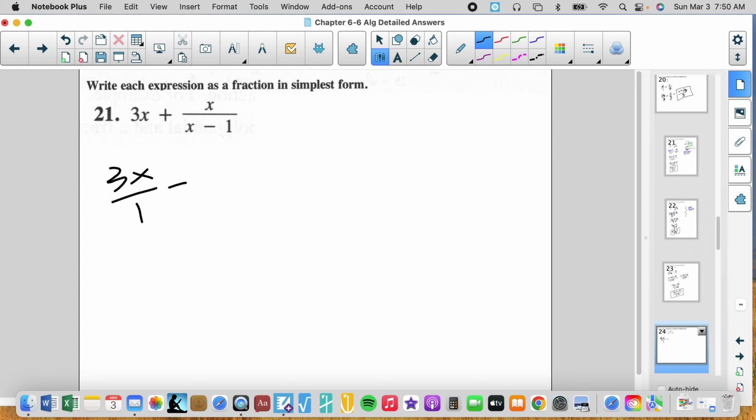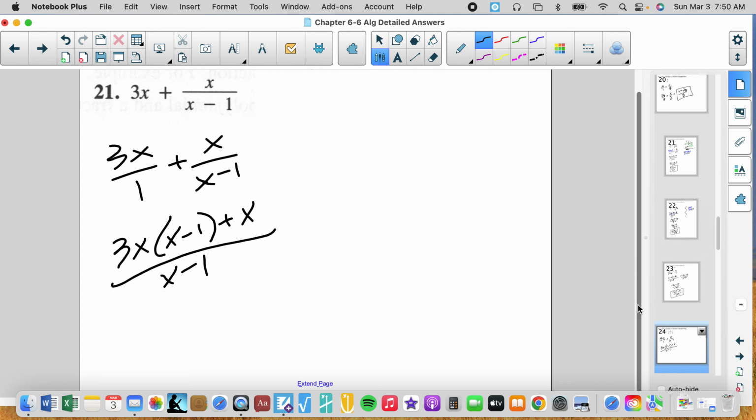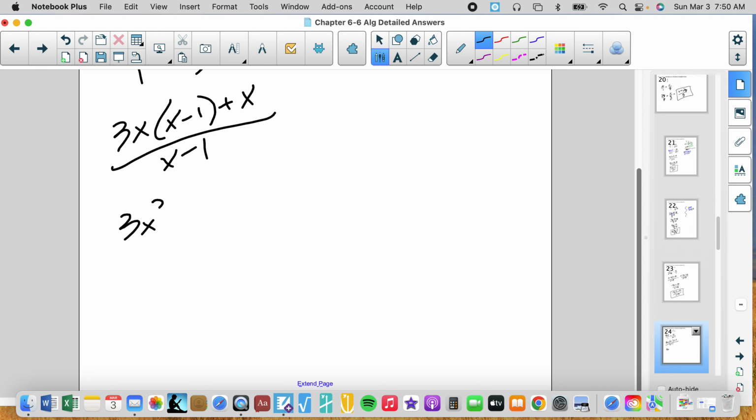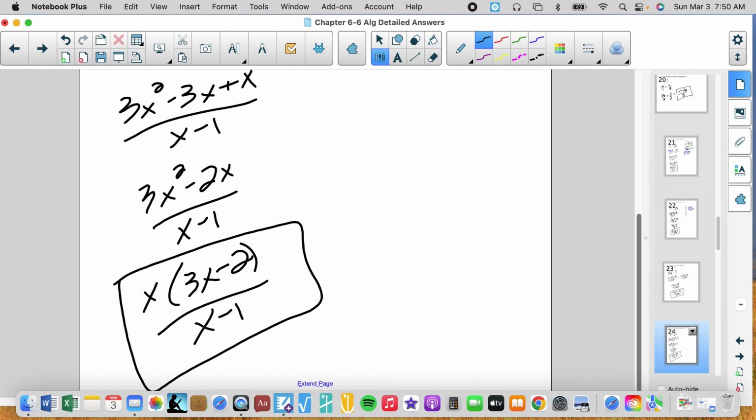3x over 1 plus x over x minus 1. This one's a little bit more. 3x times the quantity x minus 1 plus x over x minus 1. 3x squared minus 3x plus x over x minus 1. 3x squared minus 2x over x minus 1. Let's factor out the x. 3x minus 2 over x minus 1. That's a good one.